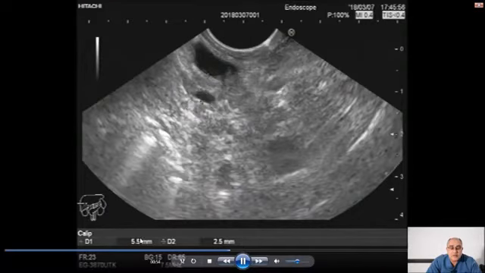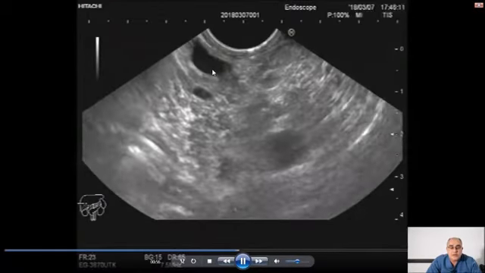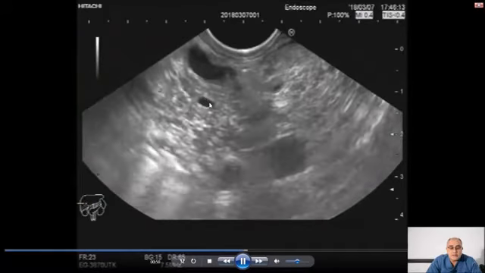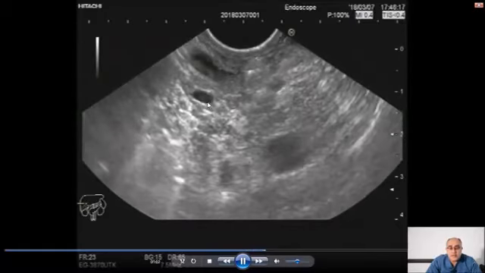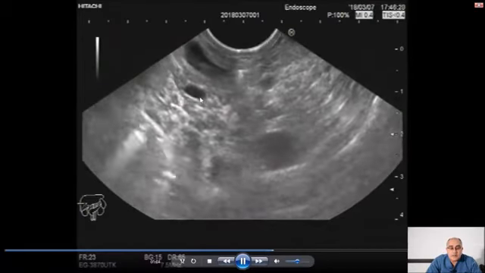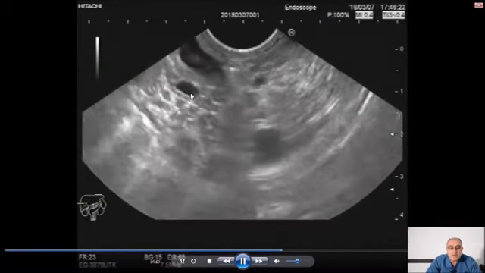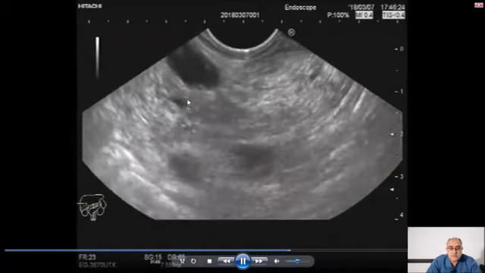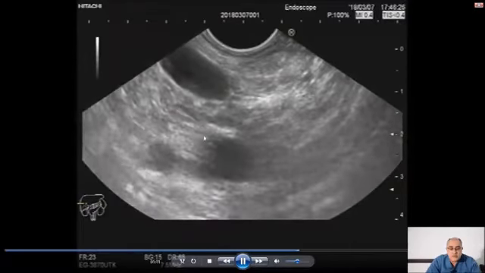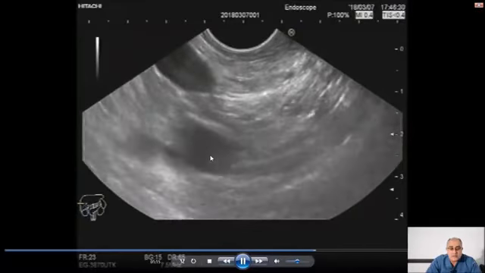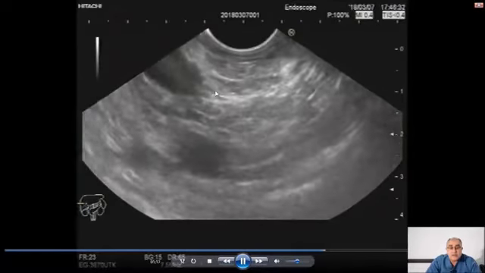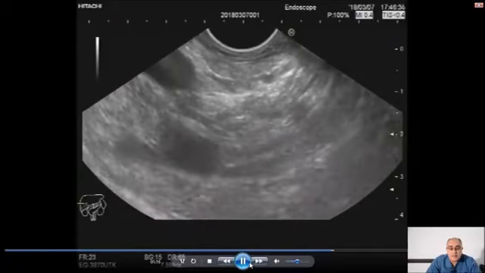Here the common bile duct is 5.5 millimeter, the upper normal is 7 millimeter, and the pancreatic duct is 2.5 millimeter. The upper limit is 3 millimeter at the region of the pancreatic head. So this is the common bile duct, and this is the pancreatic duct, and here this is the venous confluence, and this is part of the head of the pancreas.